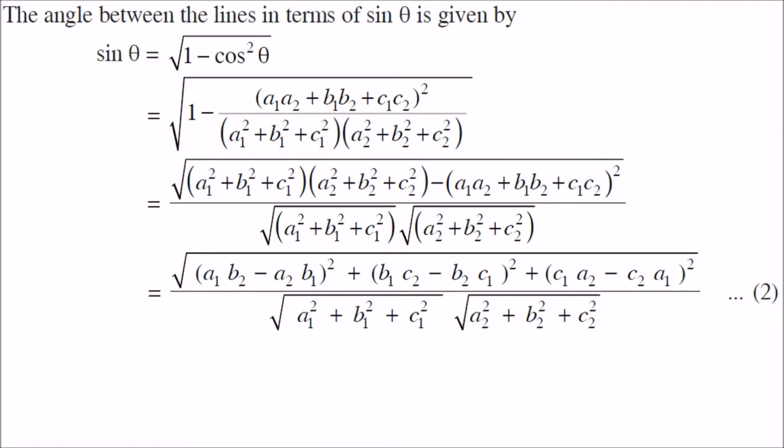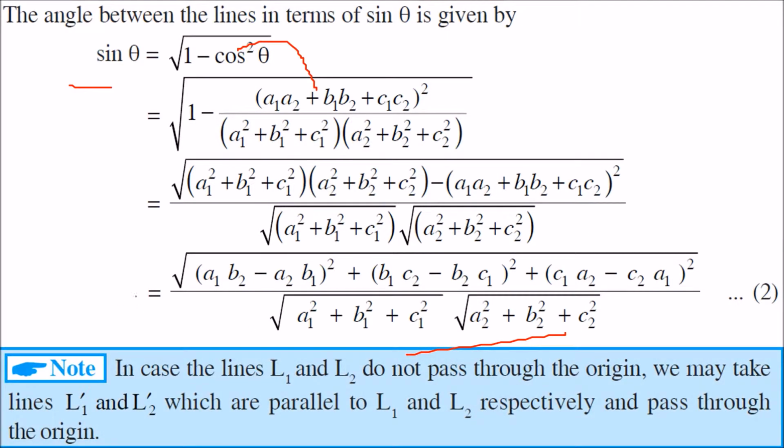And for the angle between the lines in terms of sin theta, we know that sin square theta plus cos square theta is 1. So sin theta will be under root 1 minus cos square theta. Just place cos here and try to solve it. This will be the equation. If L1 and L2 are not passing through the origin, we can take some L1 dash and L2 dash, which are parallel to L1 and L2 and pass through the origin. This we can do.